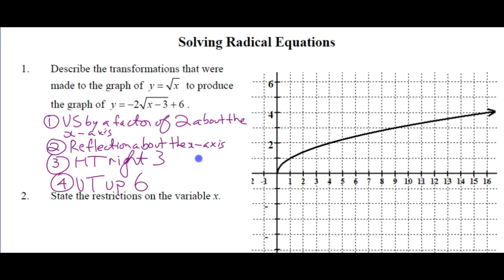Okay, check my work. Is it correct? Not trying to make any mistakes, but I wasn't earlier either, so that's no guarantee. State the restrictions on the variable x. That's for this. What's the restriction?